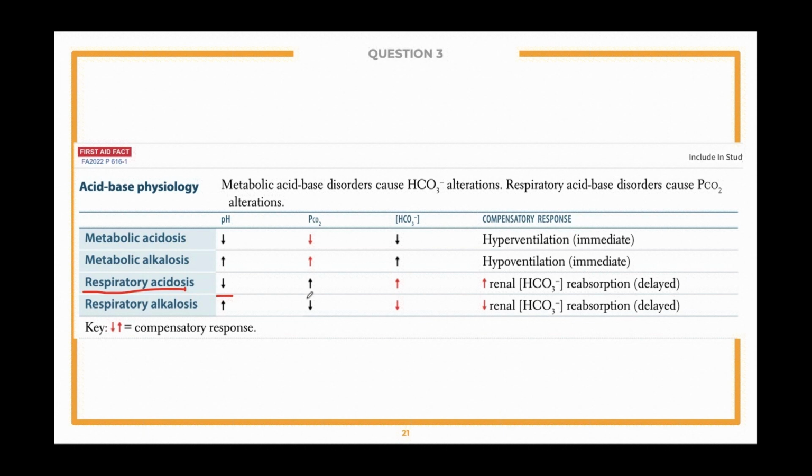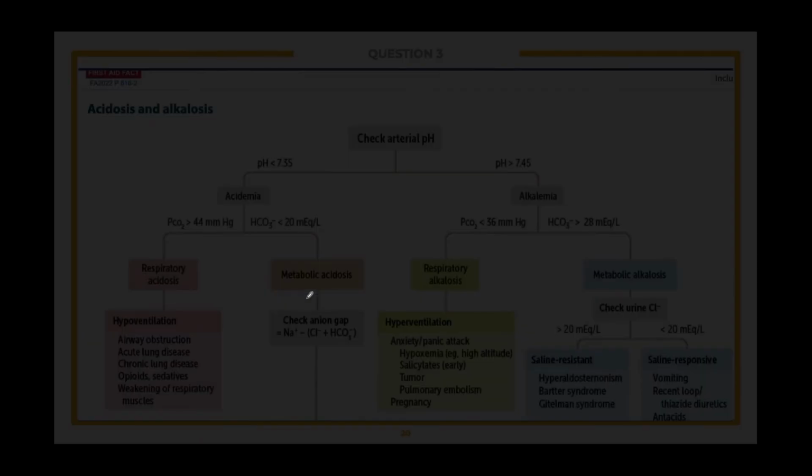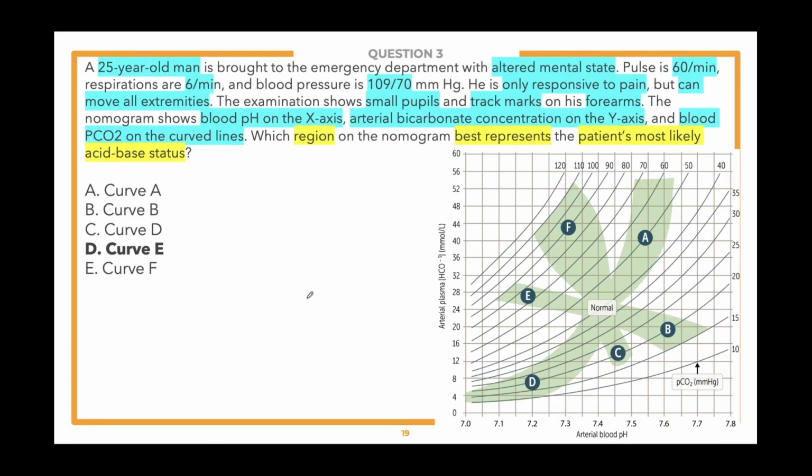So if we go back to our question in our vignette, we take a look at that nomogram. We're first going to look at that x-axis. We're going to look for acidotic pHs, okay? And that would be region D, E, and F, okay? We're then going to look at CO2, and that is the curve, okay? Because we know that CO2 accumulates in respiratory acidosis. So of D, E, and F, really only E and F have an elevated CO2, and we're now looking at those curved lines there, okay?